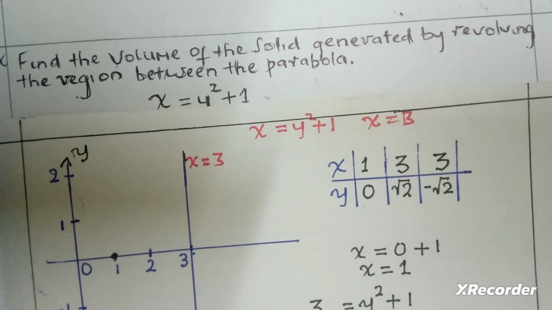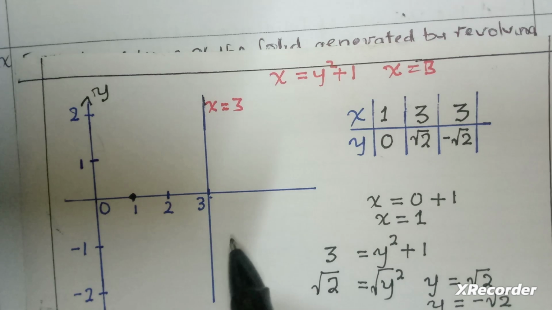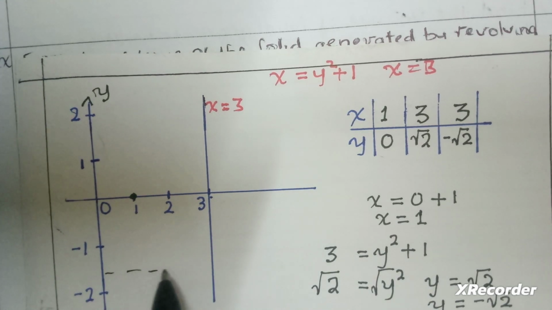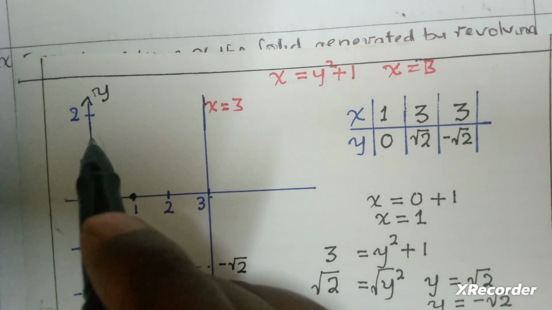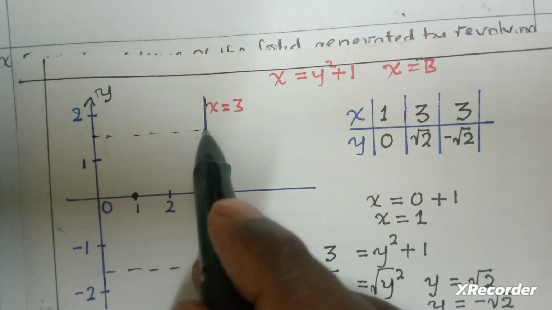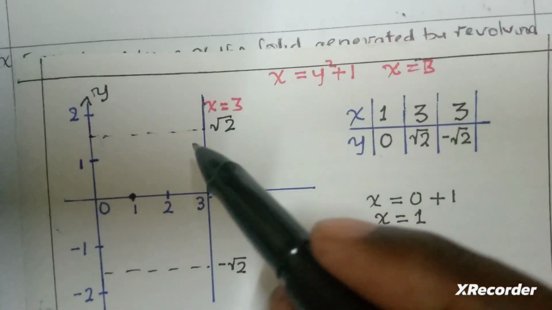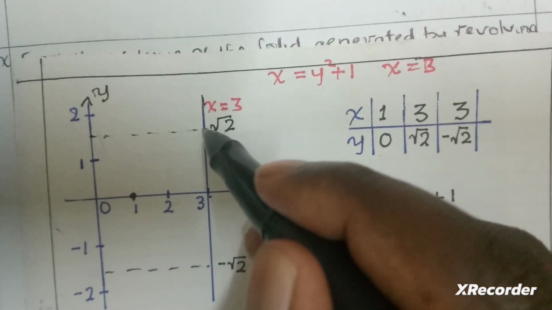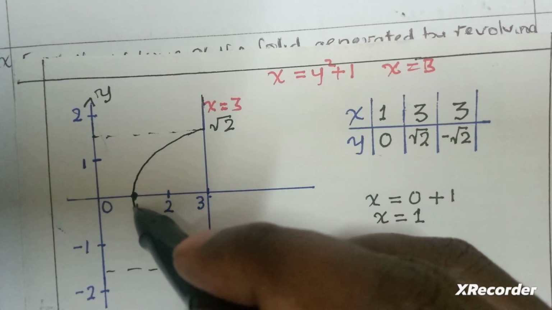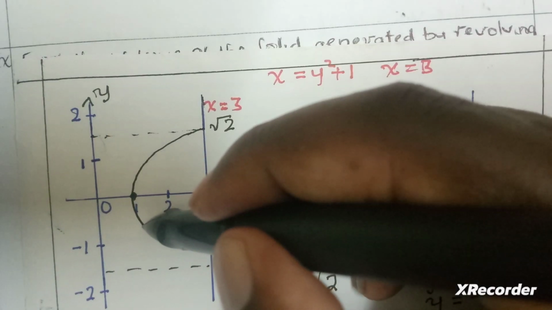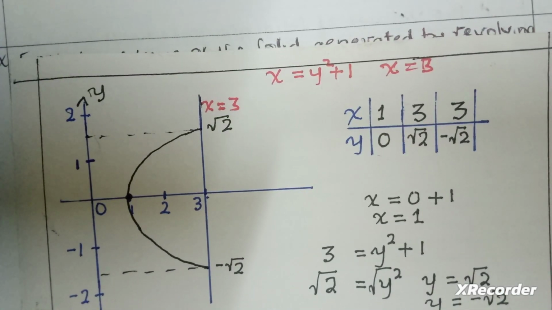So we now come and look at our graph here. On this side we have negative square root of 2, and on this side, positive square root of 2. Because it's a parabola, it will look like a curve like this, guys. So this one will look something like that, and then it will come up to that point. So guys, this is our parabola.